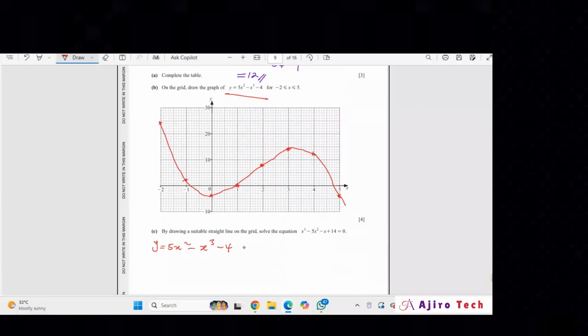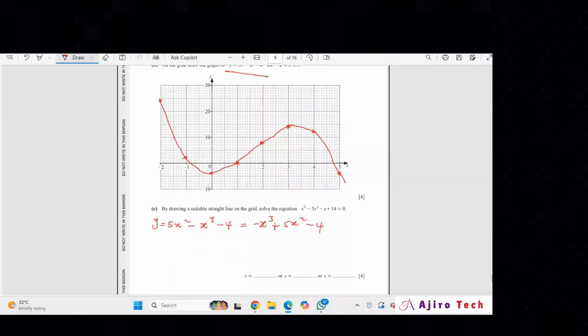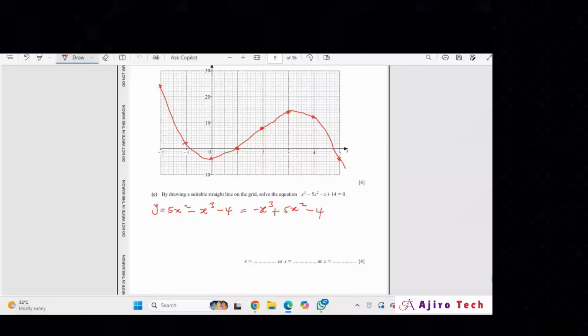So if I rewrite this, I can have it like this: minus s cubed plus 5s squared minus 4. I just decided to rewrite it so that it goes according to their power, from 3 to 2, like that. So from here, I can rewrite this by saying s cubed minus 5s squared. I'm dealing with this one now.